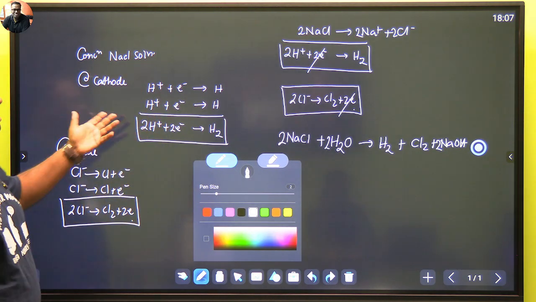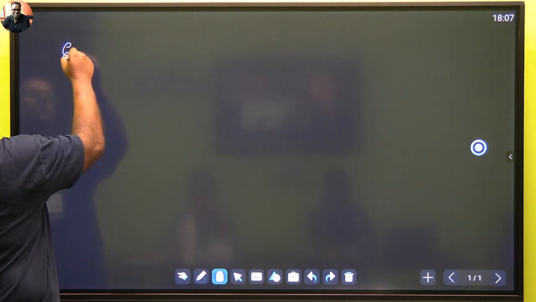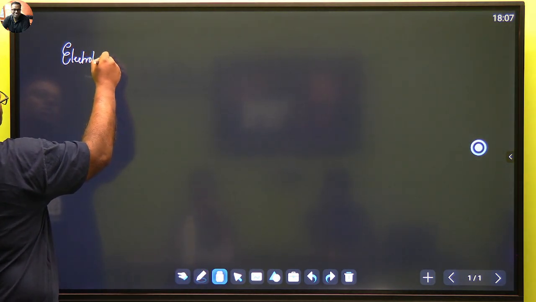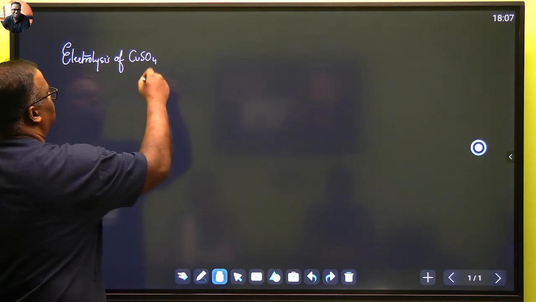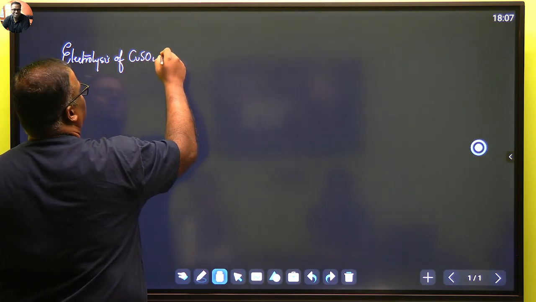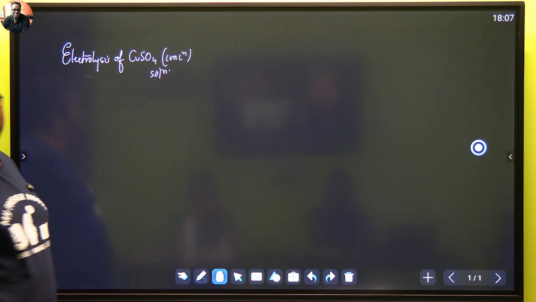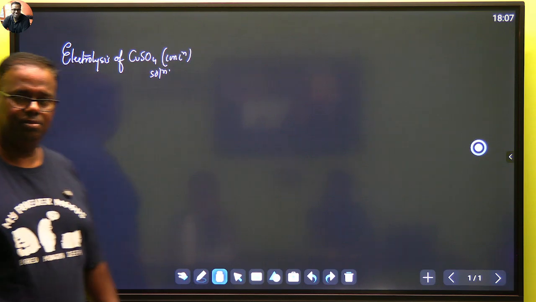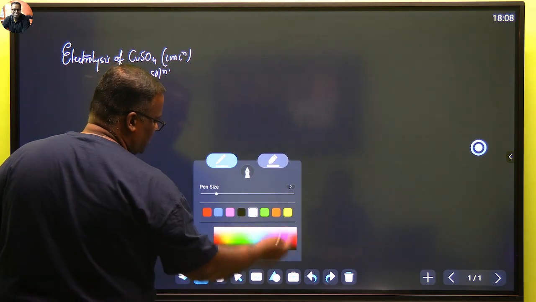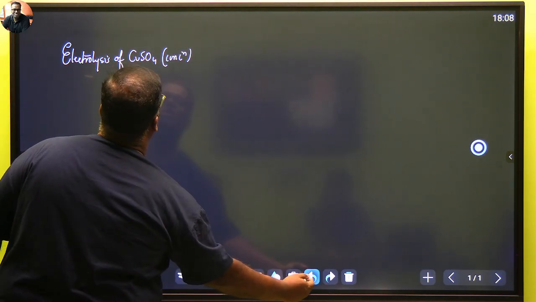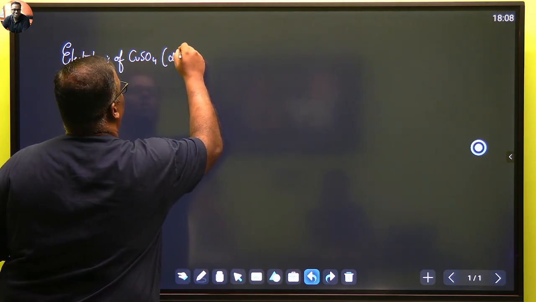Now, one more interesting thing. This is just an extension of what we have studied. Let us do one interesting type of electrolysis: electrolysis of CuSO4. Let us take a concentrated solution of CuSO4. Taking concentrated won't make much difference, it will mean the same. Let's take dilute CuSO4. We'll take concentrated also, we'll discuss it, don't worry.